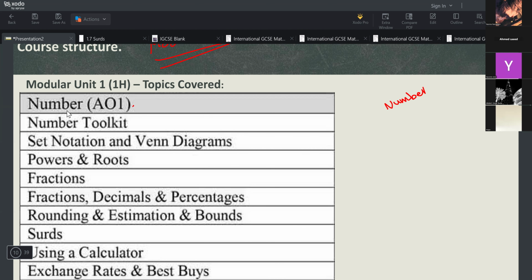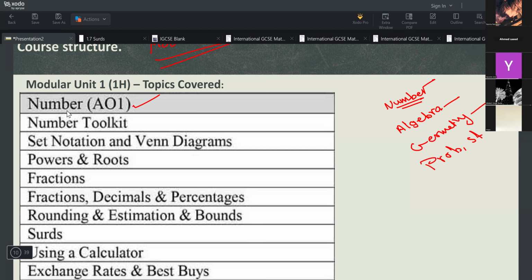This is unit, not shift. Number? Algebra and the graphs. Geometry and mensuration. Probability and statistics. 4 main units. Okay, then paper 1 each and paper 2 each. For modular unit 1, topic covered in first unit number.